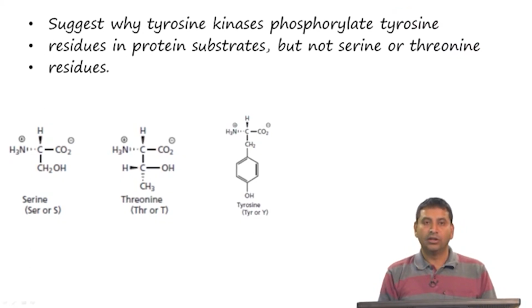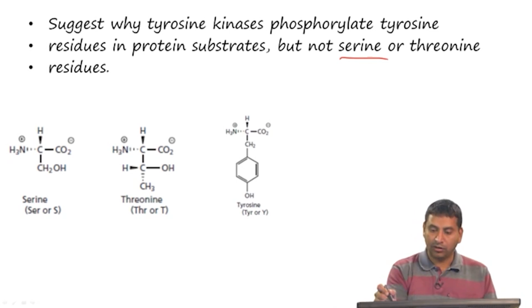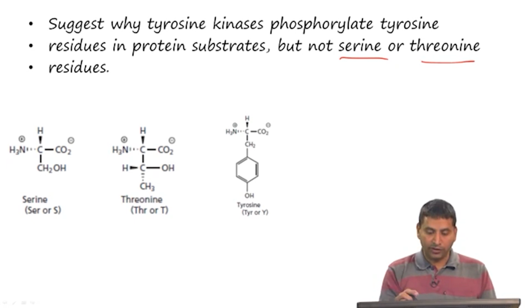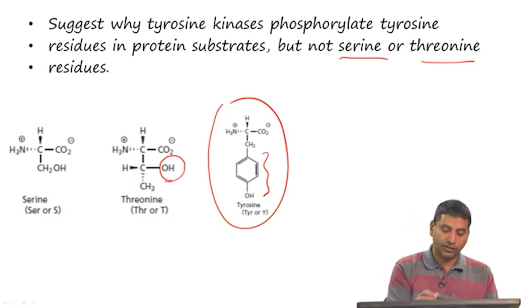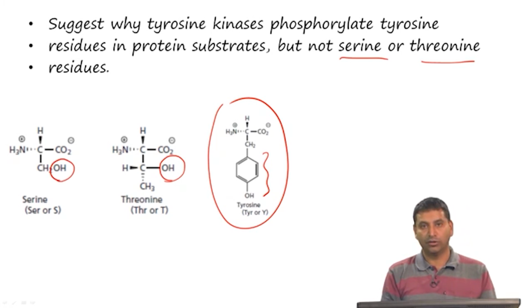Okay. So, the next question is, suggest why tyrosine kinases phosphorylate tyrosine residues in protein substrates, but not serine or threonine. Okay. So, the structure of tyrosine is shown here, which we are already quite familiar with. It has a phenol ring in this molecule, and the question is that this phosphorylation occurs specifically with tyrosine, and if you see here, serine and threonine both have a hydroxyl group which is very similar to tyrosine, and they both can in principle be phosphorylated. But what happens in this particular example is that tyrosine kinases are very selective. So, the question is, what is the origin of selectivity?